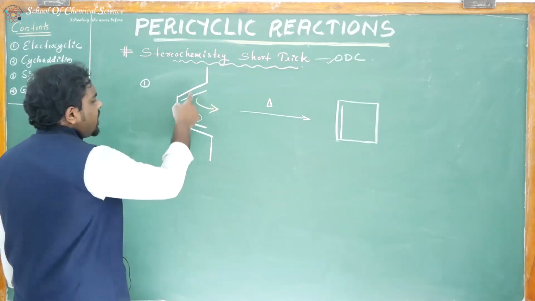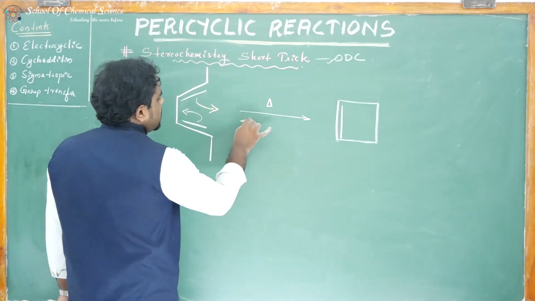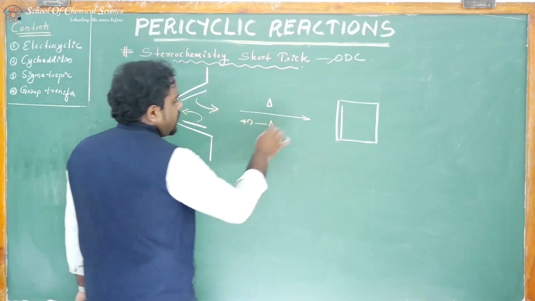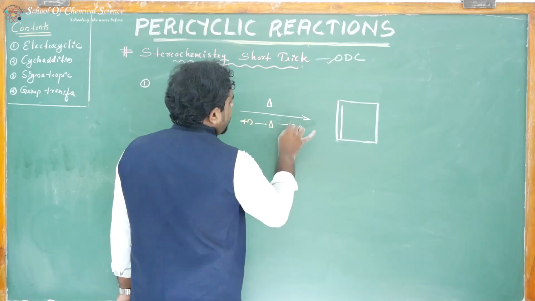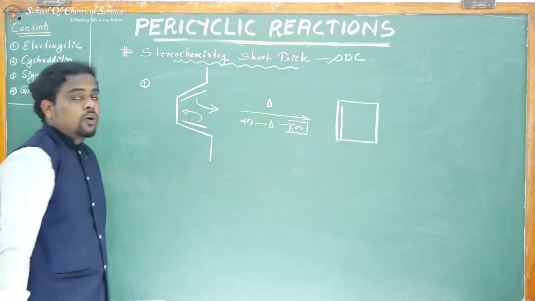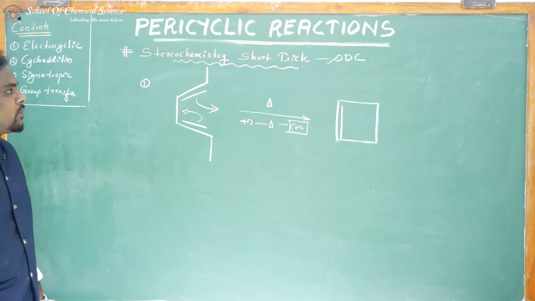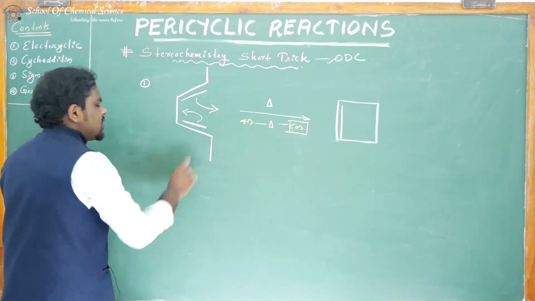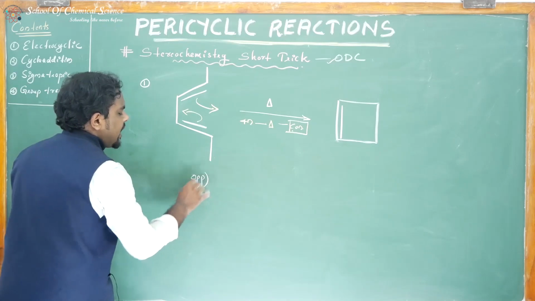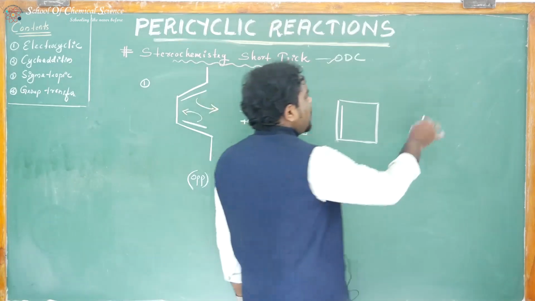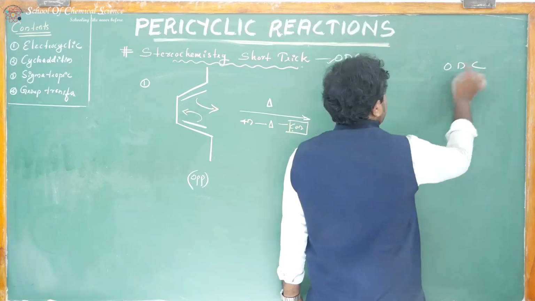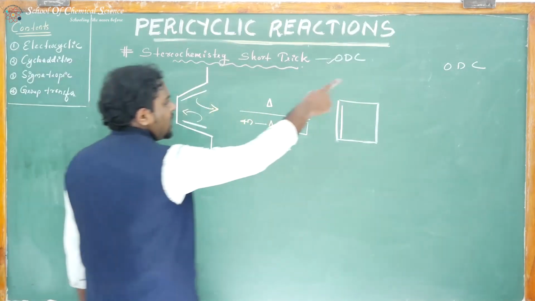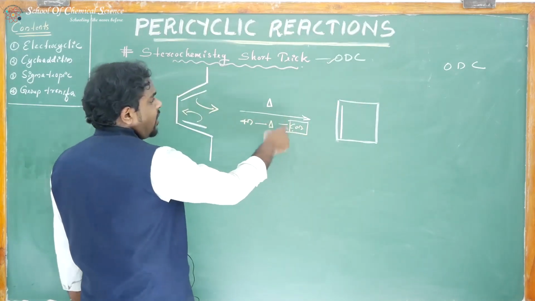What is the system here? The system is 4n. Condition is thermal, that is given in the question. For 4n thermal, what type of rotation do you have to perform? Con rotation. Then what about the substituents? One below, one above. Substituents are in opposite direction, so you can apply the ODC rule. Substituents opposite, yes. Whether disrotation? No, it is con rotation.